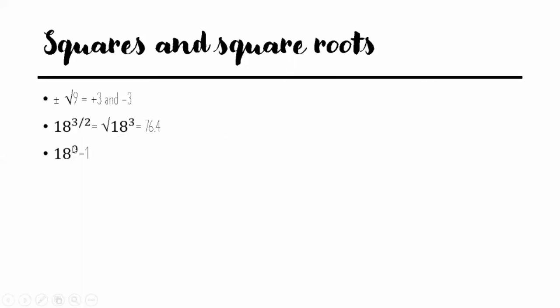Then, any number to the power 0 is 1. Any number. It could be 2 to the power 0, it could be 3 to the power 0, it could be (2 plus 5x) whole bracket to the power 0, and every single value is going to come out as 1. And anything to the power of 1 is itself. 18 to the power 1 is 18, 2 to the power 1 is 2, 3 to the power 1 is 3, 564 to the power 1 is 564.